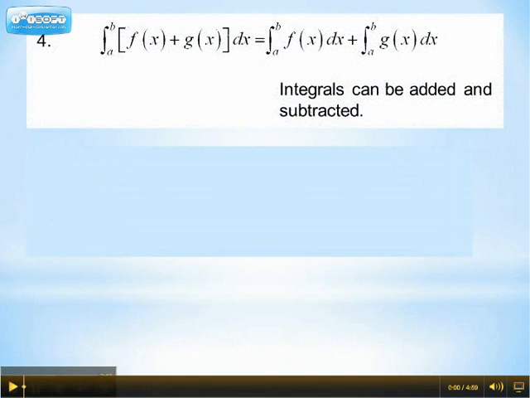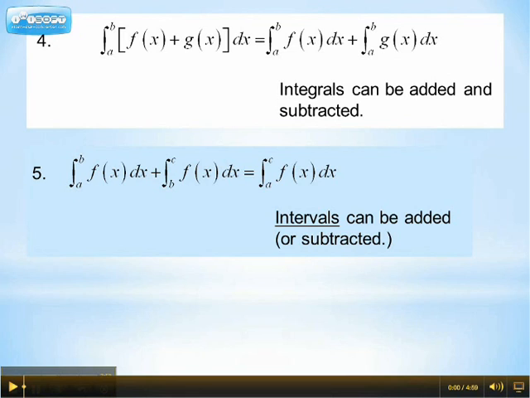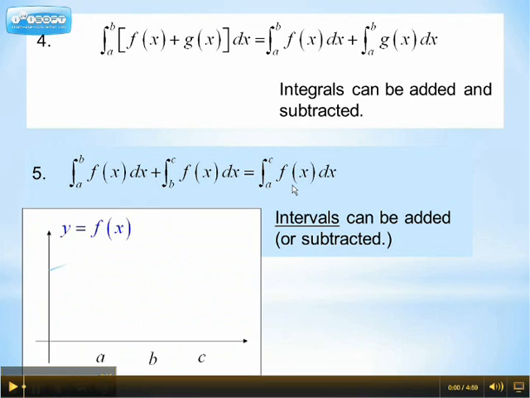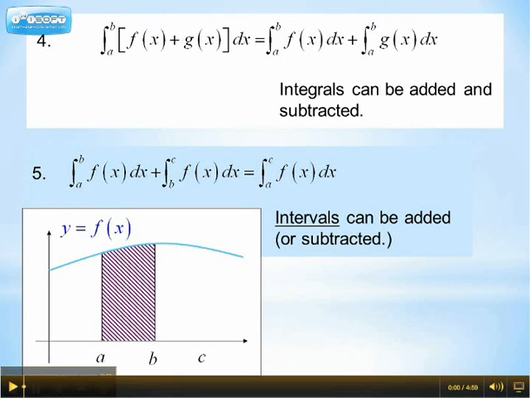Just like integrals can be added and subtracted, intervals can also be added or subtracted. So the integral from a to b of f of x plus b to c of f of x would then be equal to the whole entire integral from a to c of f of x. So if these two limits b match, then you can go ahead and combine them as one integral, and that is shown right here. If I have this function, I have a, b, and c listed on here. There's the integral from a to b. Here's the integral from b to c, and that would be equal to that whole entire area from a to c.